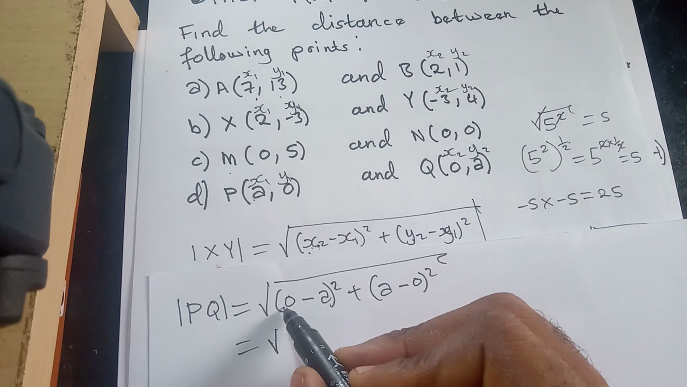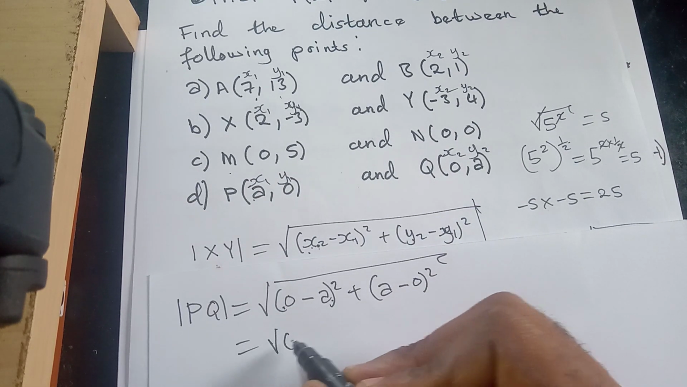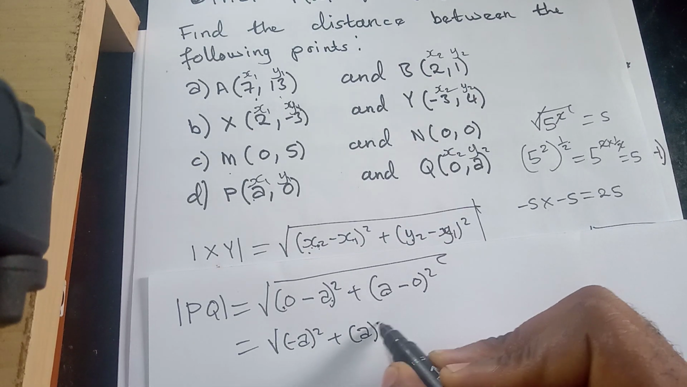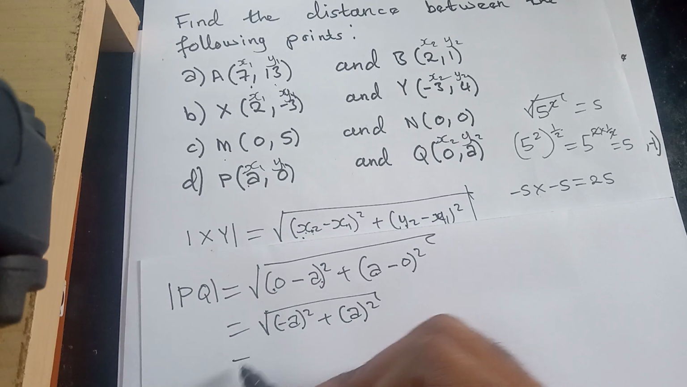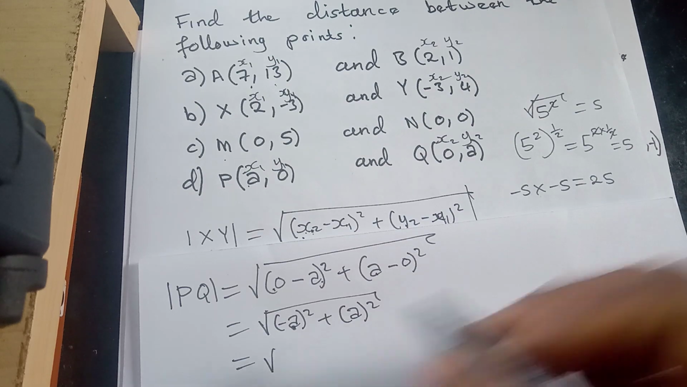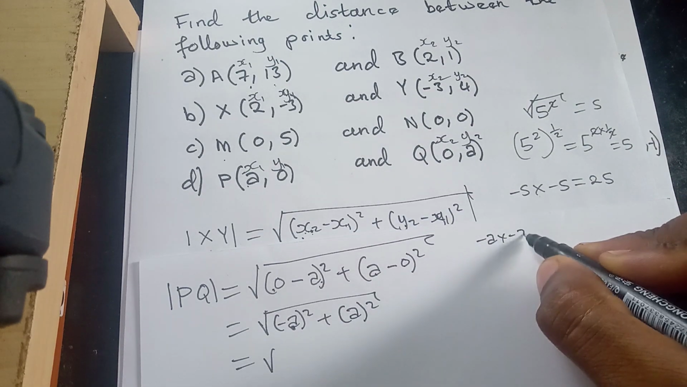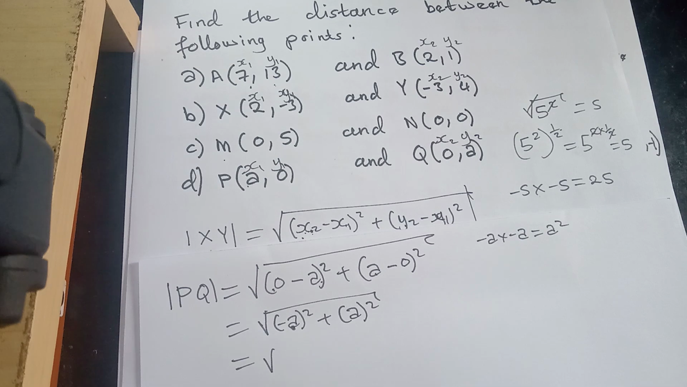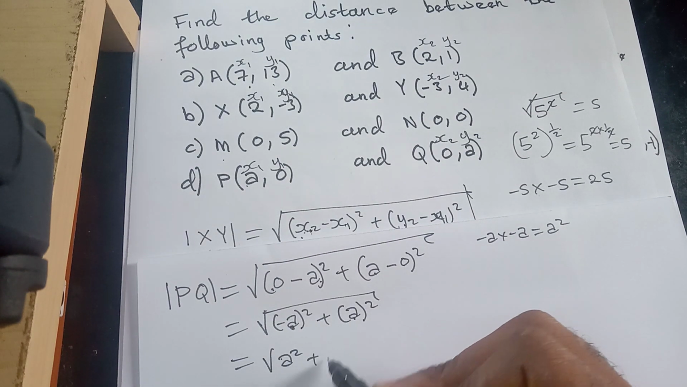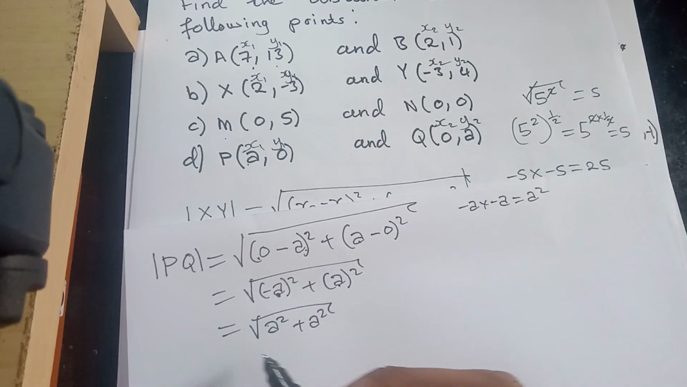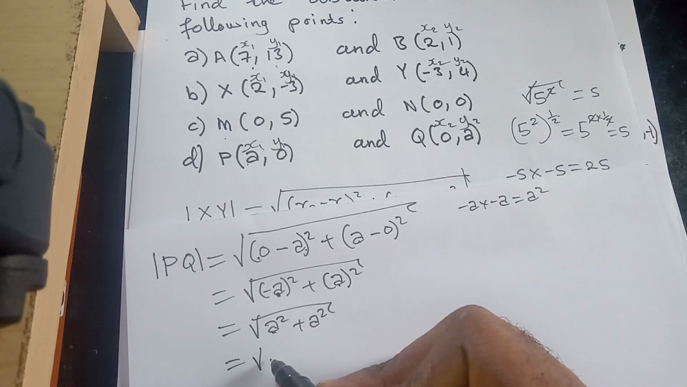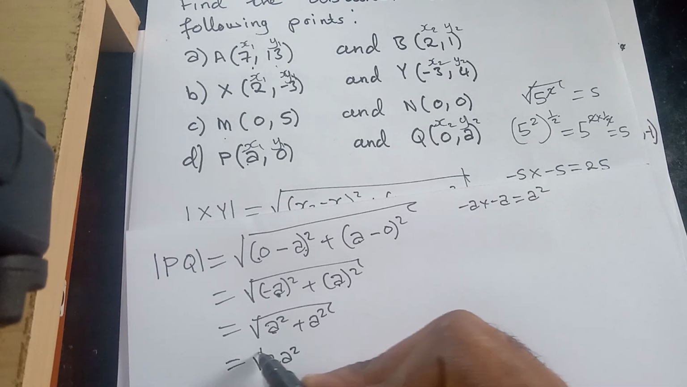So now 0 minus a is minus a, squared, then a minus 0 is still a, you square. And then now you have negative a squared. Negative a squared is the same as negative a times negative a, so this is positive a squared, and then plus a squared. So these two are like terms, you can add them. So this plus this will be 2a squared.